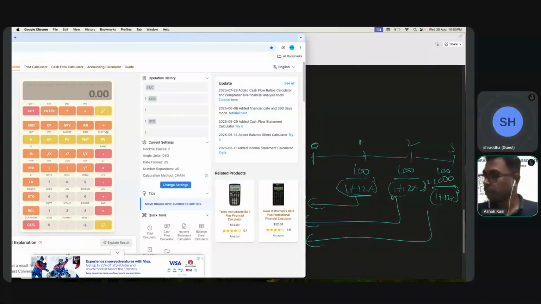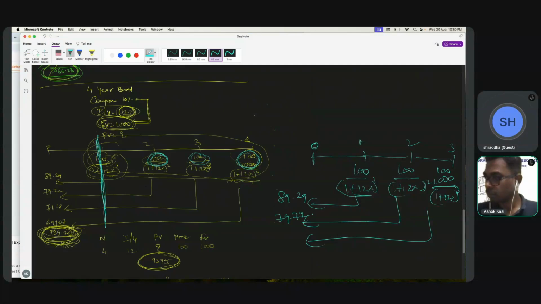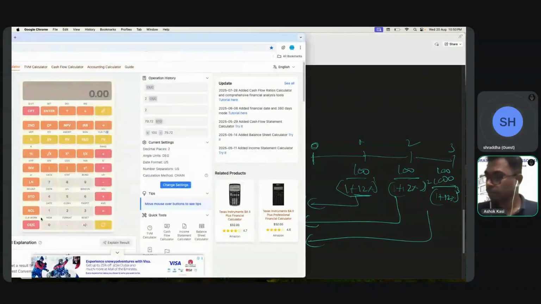Second one: 12 percent plus 1, raised to 2, inverse, into 100. 79.72, keep it in store 2. Then the third one: 12 percent plus 1, raised to 3, inverse, into 1100. 782.96, store 3.